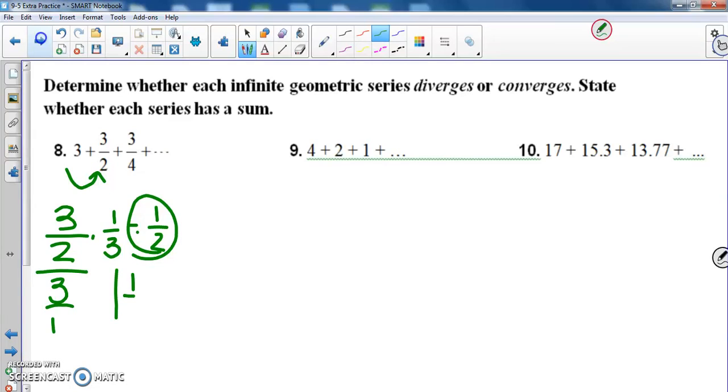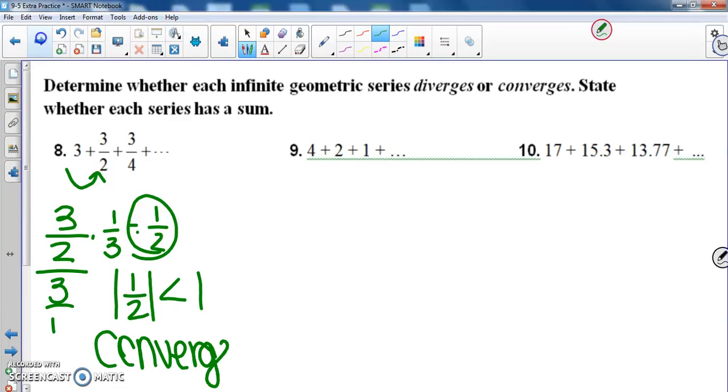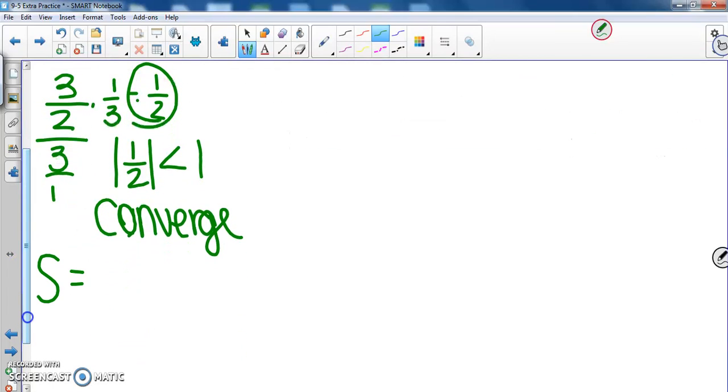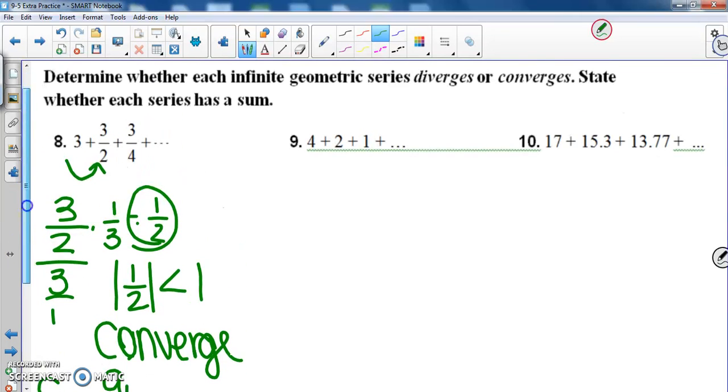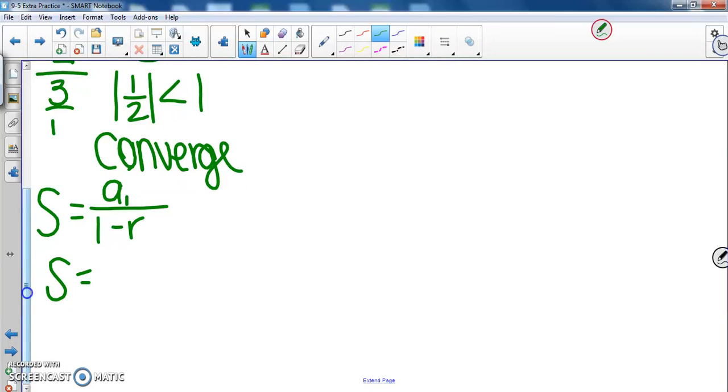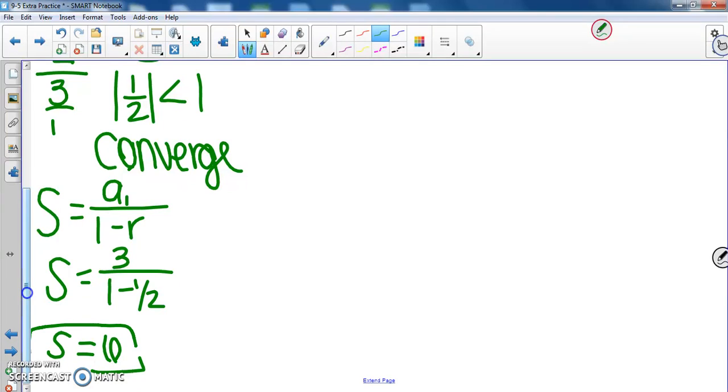Since the absolute value of 1/2 is less than 1, I converge. And I have a sum. If we remember the sum formula, the sum is equal to a sub 1 over 1 minus r. So our first term is 3. So the sum is equal to 3 over 1 minus 1/2, which is, the sum is equal to 6.